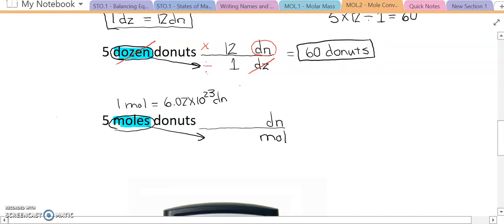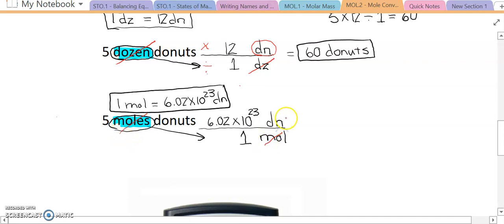Now, if I have 5 moles of donuts, my problem is set up very similarly. So my unit moles goes on the bottom so it can cancel out. And I know from my equivalents that I have written up here that 1 mole is 6.02 times 10 to the 23rd. And it doesn't have to be donuts, it could be pieces of water. That will cause the mole unit to be canceled out and leave me with the donuts that I'm trying to figure out.